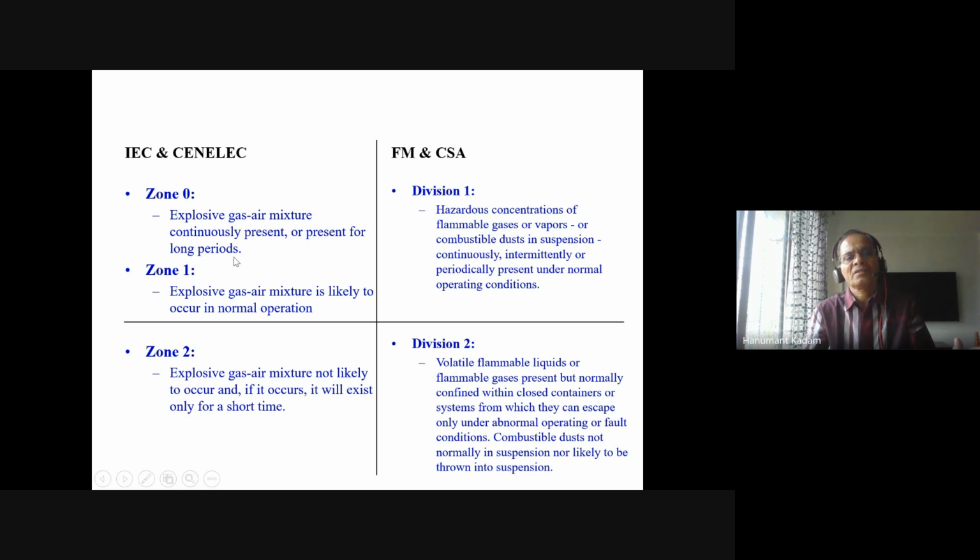And the equivalent to this European one is Division 1: hazardous concentration of flammable gases or vapors or combustible dust or suspension continuously, intermittently or periodically present under normal operating conditions. So that is Division 1. My point is that both are equivalent. But if you are purchasing any transmitter from European countries like Germany, then they provide this FMCS.